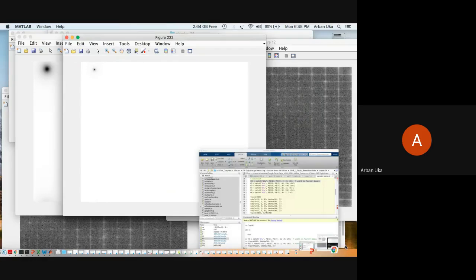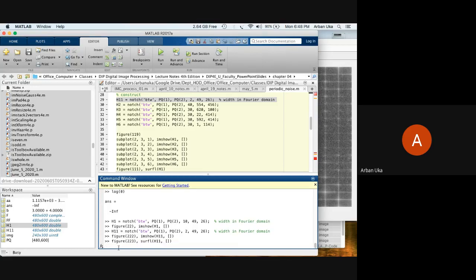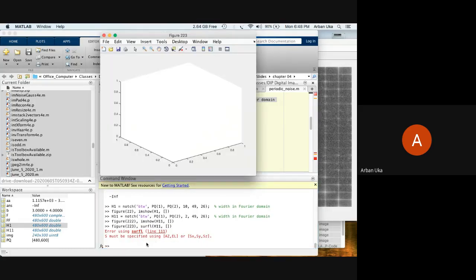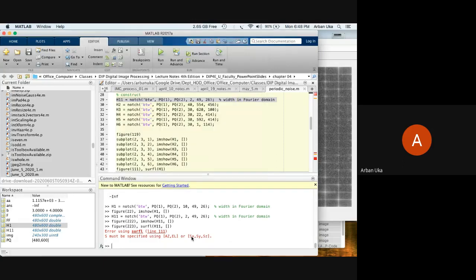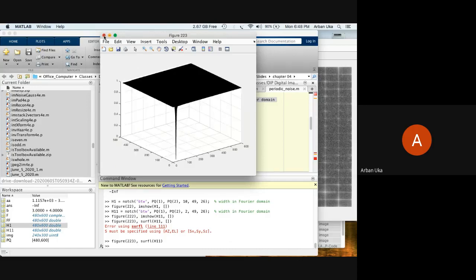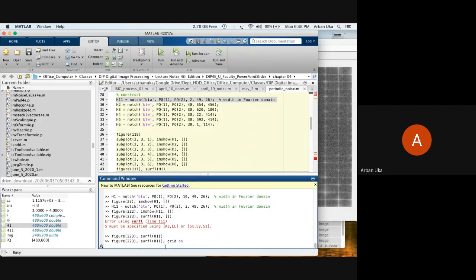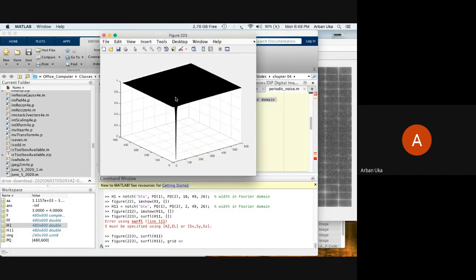But if you want to see it in three dimensions, we can do this by doing surf, figure 223. This is H11. So let's do this again. This filter we are constructing in the Fourier domain, and it is located very close to 0, 0.